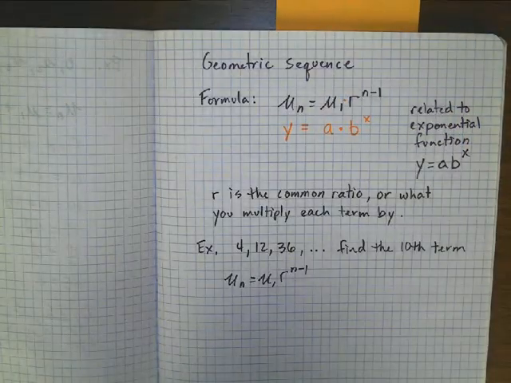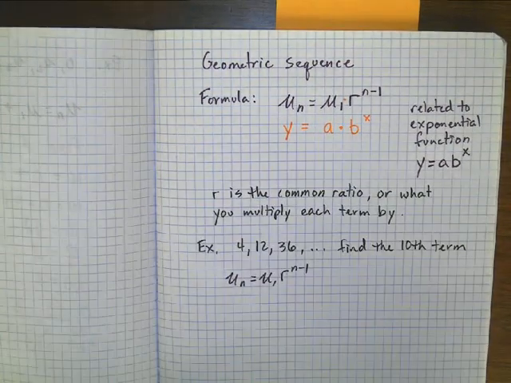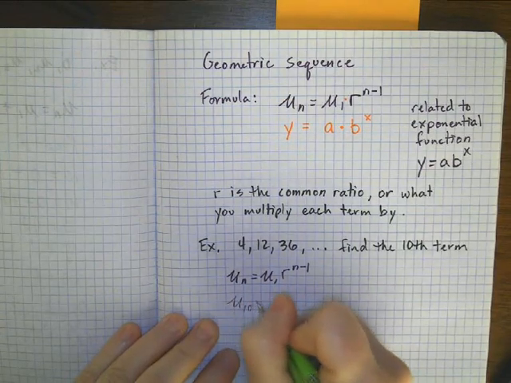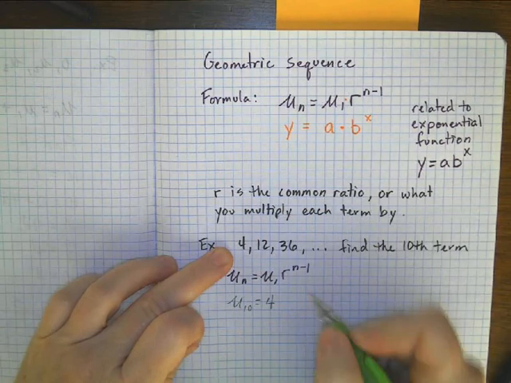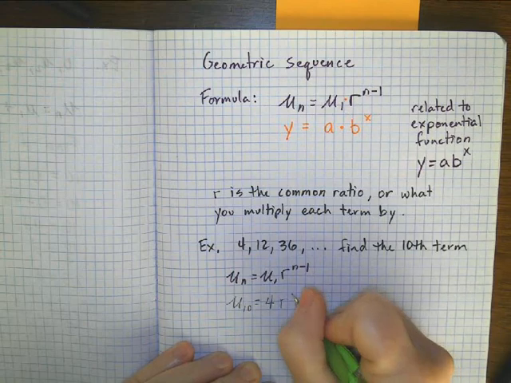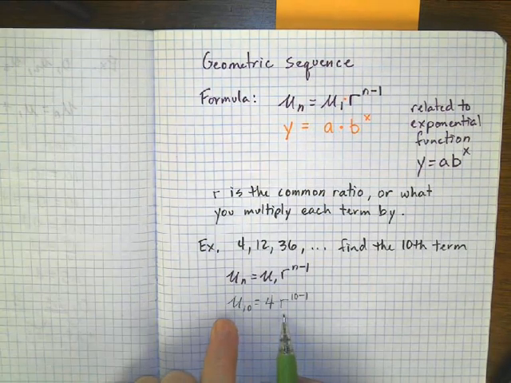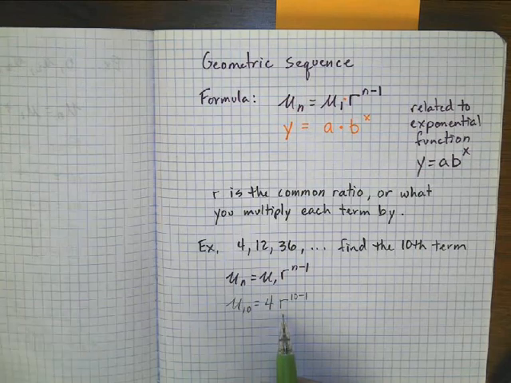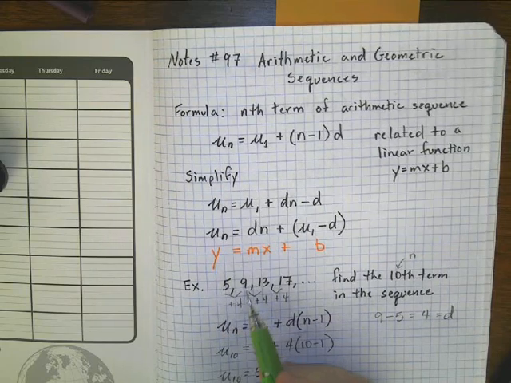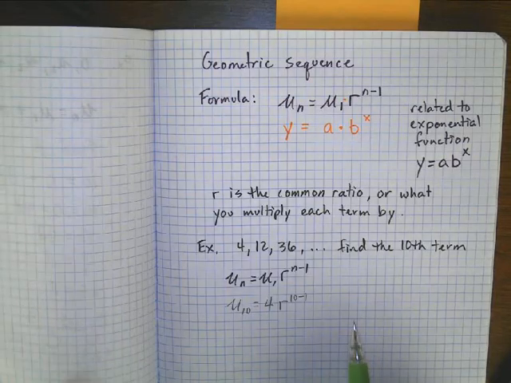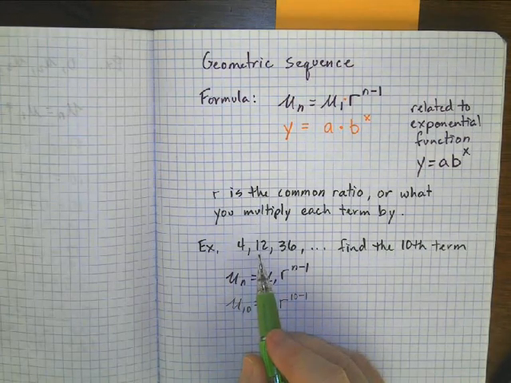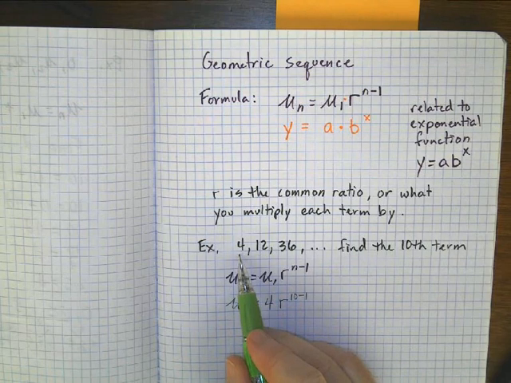Okay, so I am looking for the 10th term, so I'm looking for u sub 10. I know the first term is 4, and then I need to multiply that by r to the 10 minus 1. Okay, I got a problem here. I got two unknowns. Just like in the previous arithmetic problem where I needed to find d, I can find it by finding the difference between these. But it's not a difference because they're not being added. They're being multiplied by something.